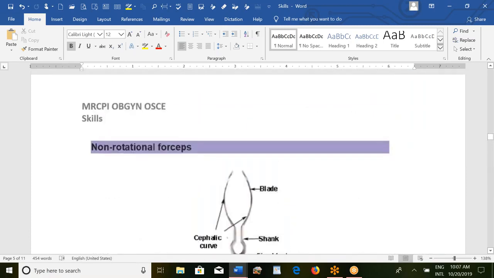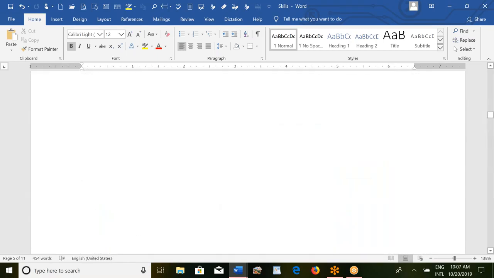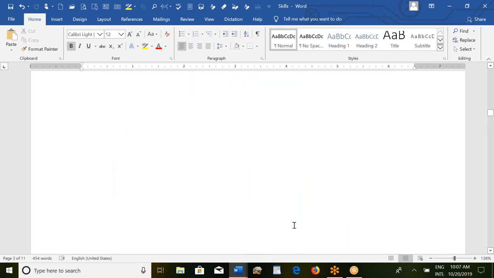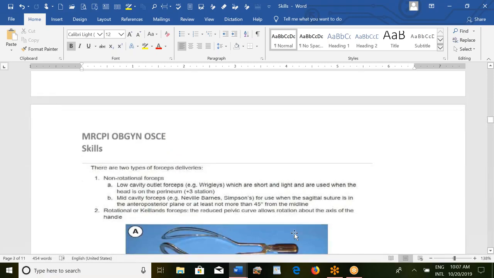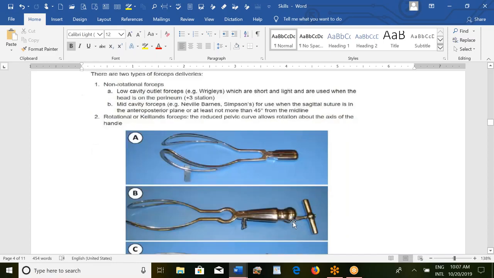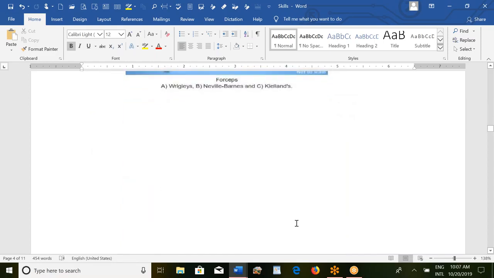They will just show you this one and ask what's going on here: the station, where is the head? If the head is between 0 and +1, then you should not do instrumental delivery. If it is between +1 and +2, then you should take the patient to the OR and you will use maybe rotational forceps. If it is +2 or +3, then you are going to conduct delivery in the delivery room and you will use outlet forceps. If the head is at 0, you should abandon the idea of instrumental delivery and go for a cesarean section.